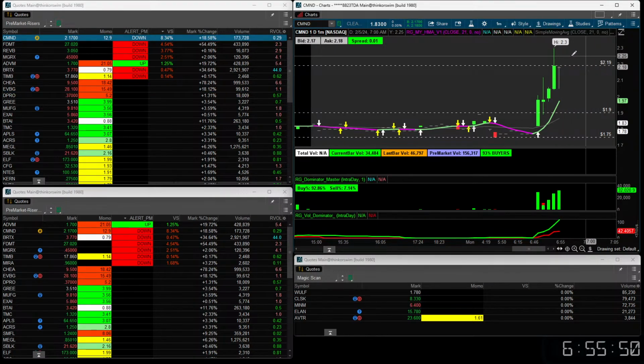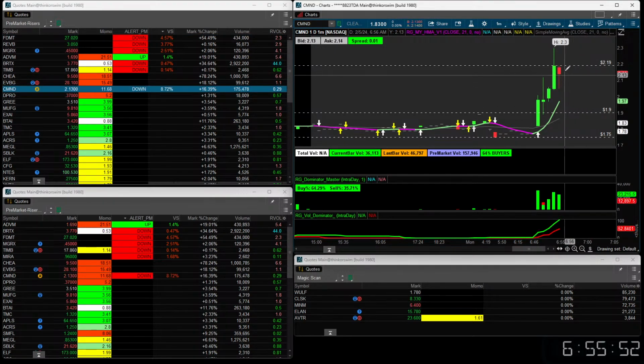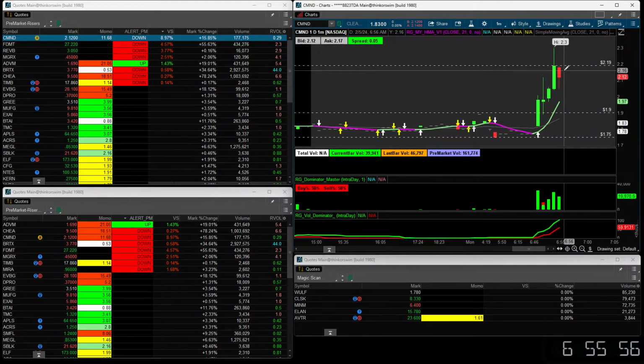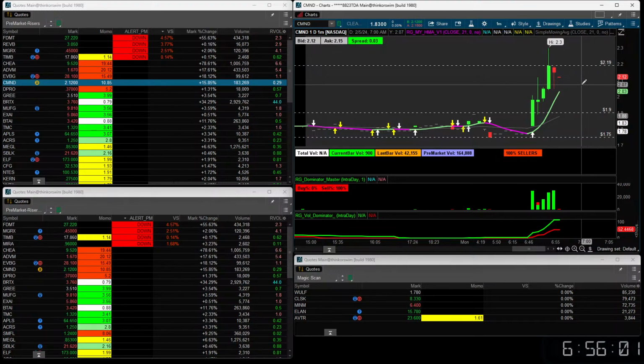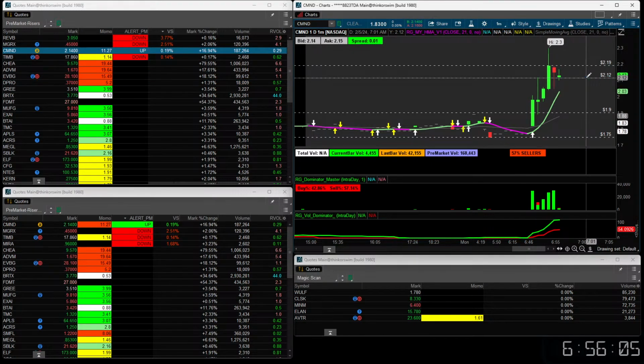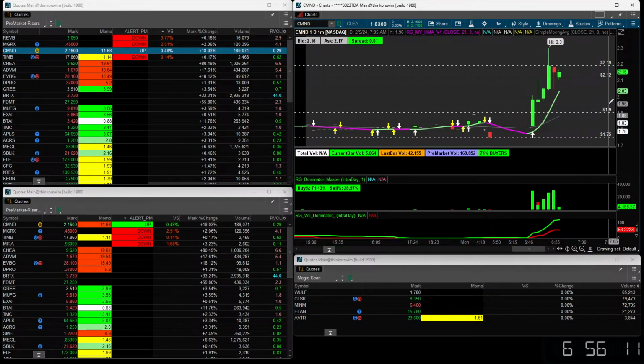So we had a bunch of sellers up in this area. We do have a long wick on the bottom. They are buying up what they're selling. Now the sellers are coming back in. We could get a pop up from here. Let's see where it goes. Sellers in this area up here.